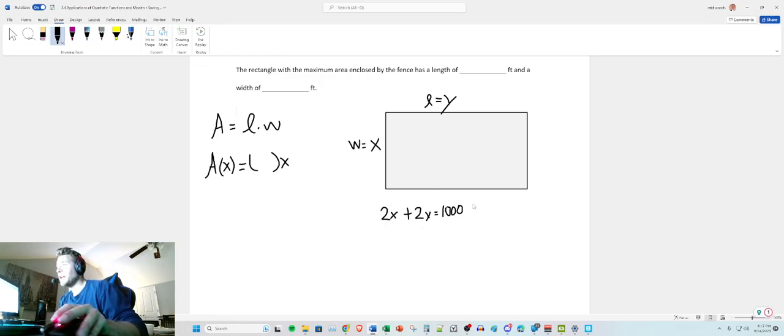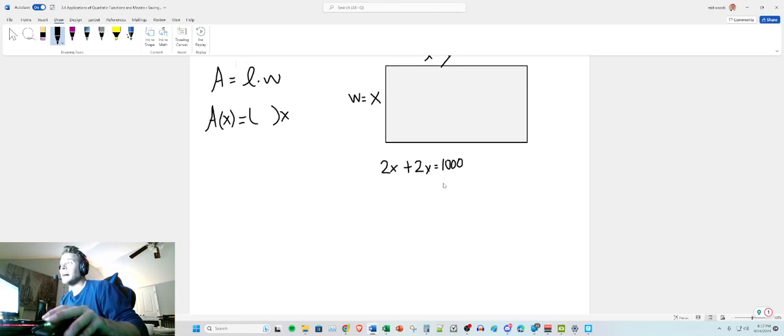Okay, so we already have this cool equation that we've created down here. So that's what we're going to end up using. So for instance, let's isolate the y variable here. So I'm going to subtract 2x from both sides.